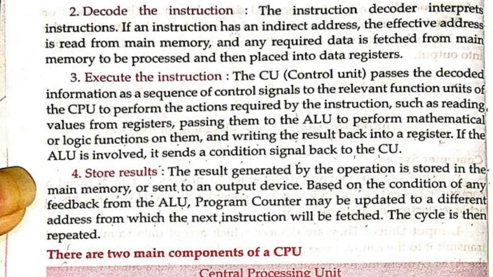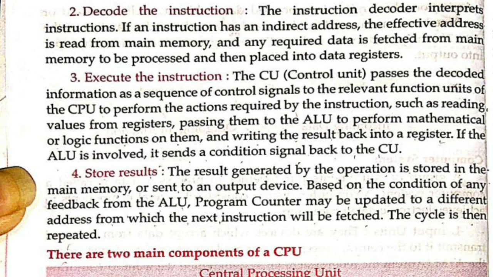Decode the instruction. The instruction decoder interprets the instruction. If an instruction has an indirect address, the effective address is read from main memory and any required data is fetched from main memory to be processed and then placed into data registers.